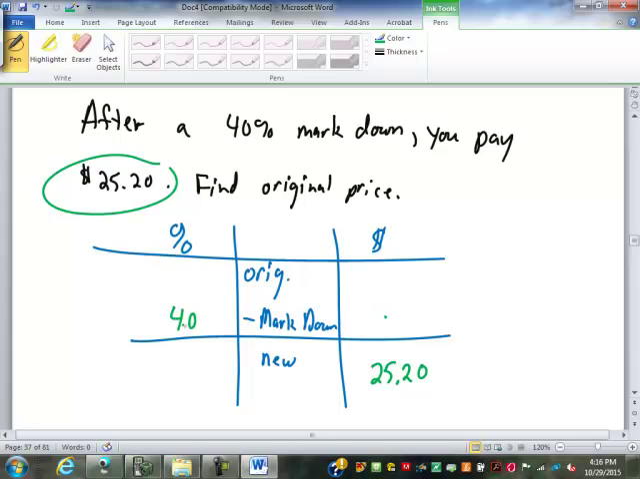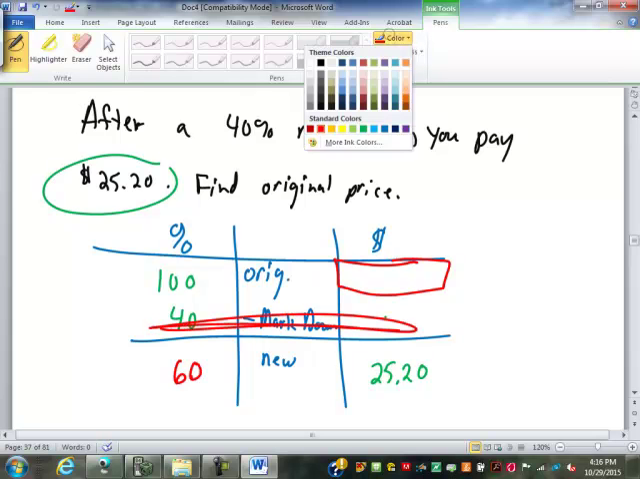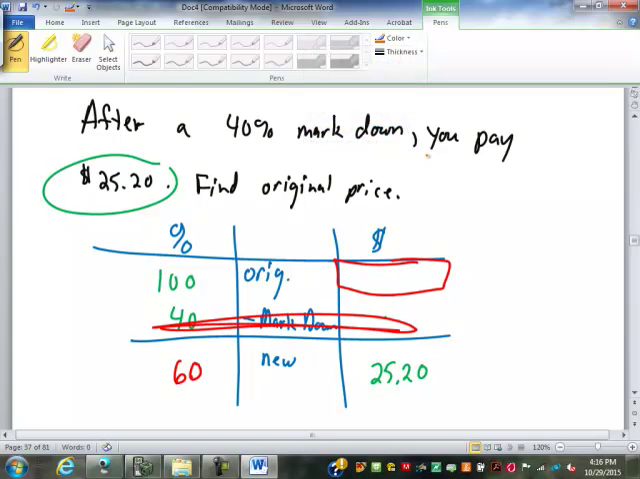Other side, on the percent side, because it's a percent, of course. What else do we know? Always one more piece. We always know 100% is what we start with. So then what goes here? 60, good, because it's a markdown, it's a decrease. We subtract the 40 from 100. And we're looking for the original price right here. So again, I'm going to ignore that row, and I'm going to do 100 times 25.20 divided by 60 is, what, $42? It's the original price.